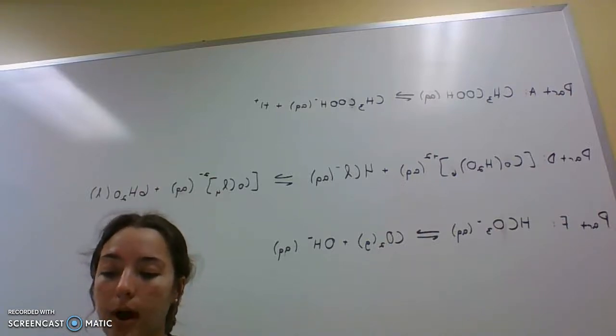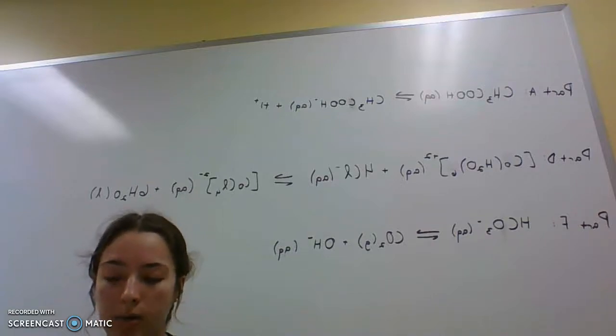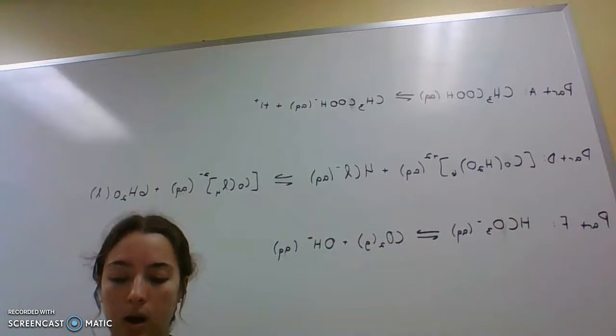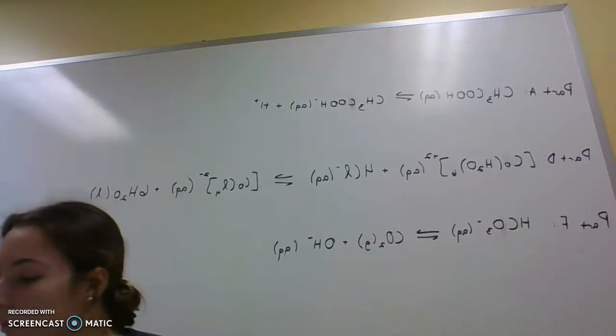So the equation for part A is CH3COOH aqueous yields CH3COO minus aqueous plus H plus aqueous.